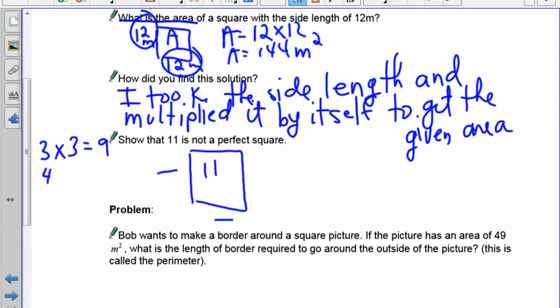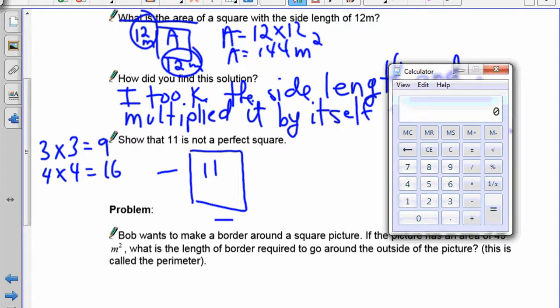And I know that 4 times 4 is 16, but 11 is between them. So how am I going to prove this? Well, you're going to get your calculator out, and you're going to find what's called the square root of 11. Now, the square root of 11 uses what's called the radical sign. This is the radical sign right here on the end. It looks like this here.